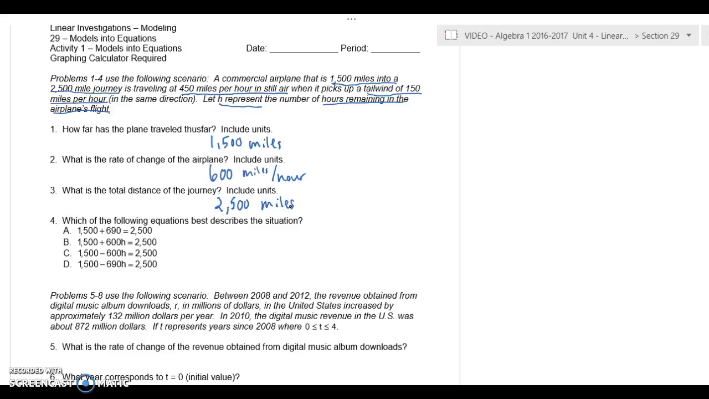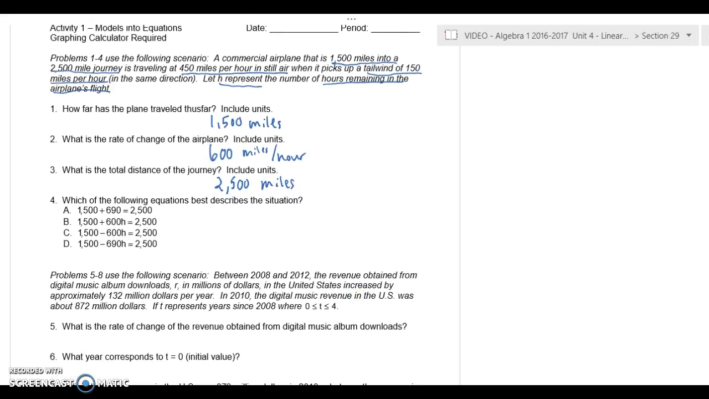And then which of the following equations best describes the situation? So first let's compare these equations a little bit and see what's different and what's the same. It looks like all of them have 1,500 and 2,500. So those represent the miles. 1,500 is our initial mileage that we've already traveled, and 2,500 is our goal. We'll get to our destination. The other part has to do with the speed times how long we're actually flying. So that's the difference between these four equations, is right in here.